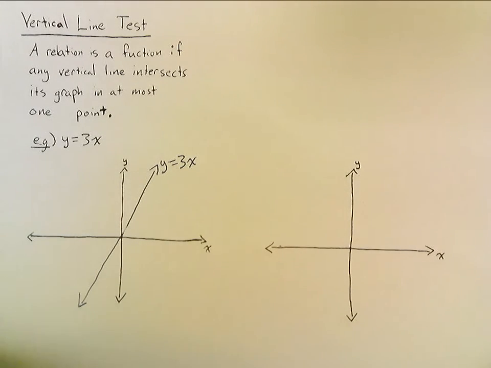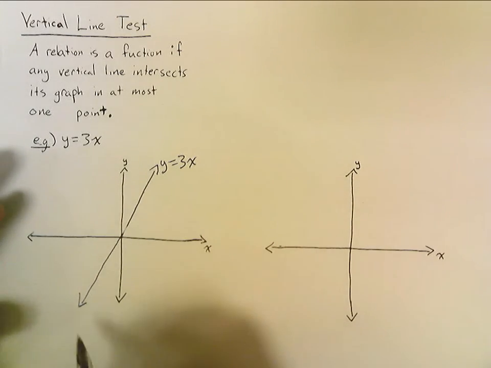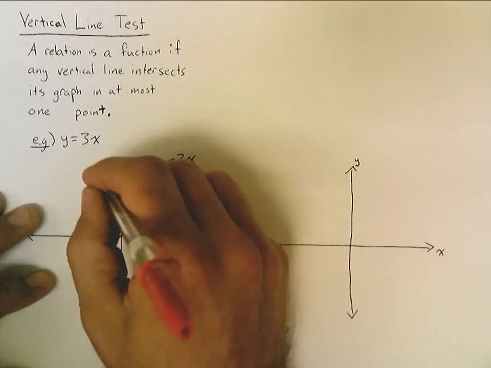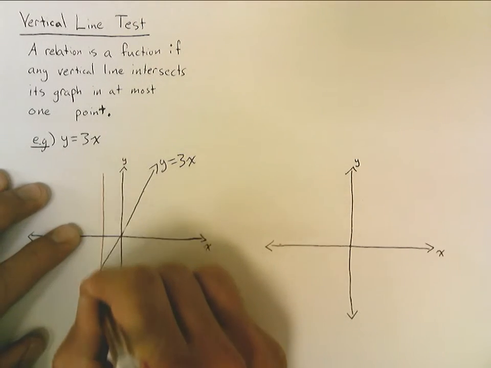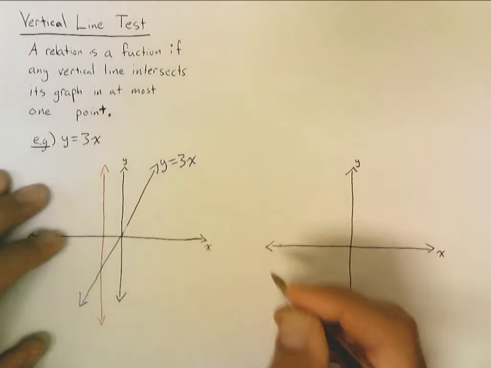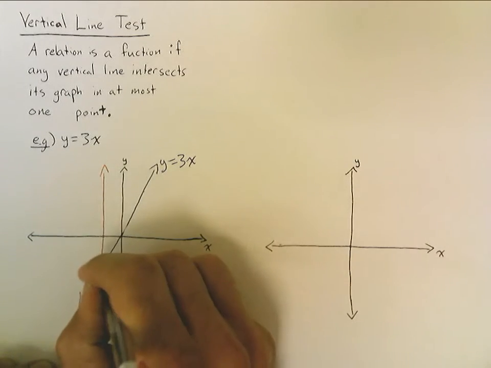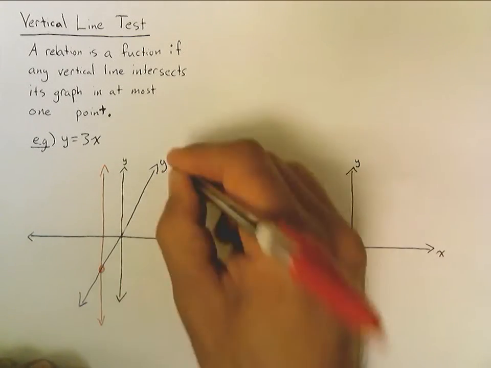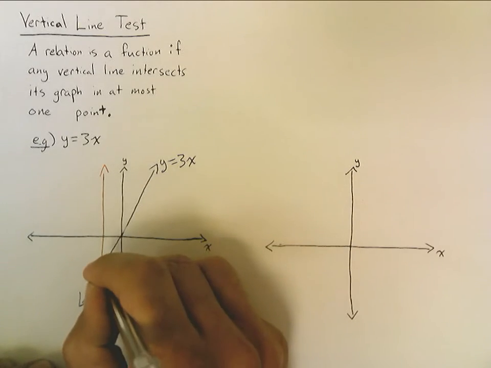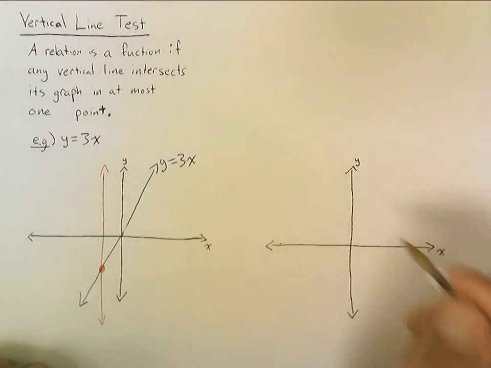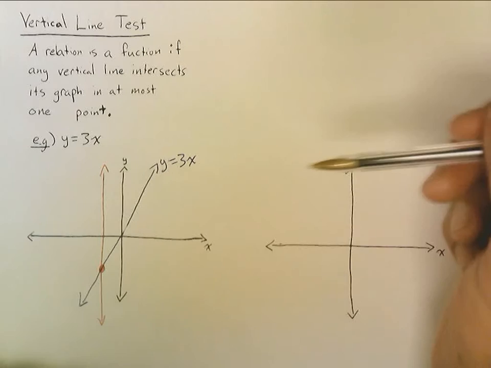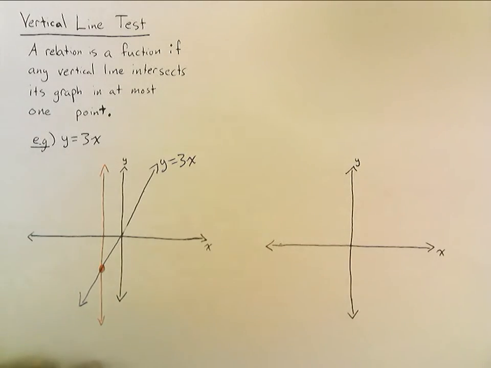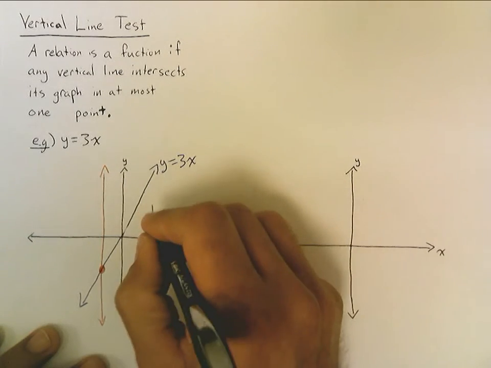And now if we take any vertical line in this plane, we draw it in there, I'll do that in red just so you can see it, we'll notice that any vertical line can only hit this slanted line for y equals 3x in just that one spot. Therefore, it passes the vertical line test, and therefore this thing is a function.